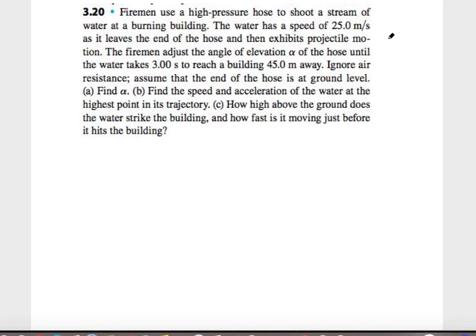Question 3.20. Firemen use a high-pressure hose to shoot a stream of water at a burning building. The water has a speed of 25 meters per second as it leaves the end of the hose and then exhibits projectile motion. So, they adjust the angle of elevation alpha of the hose until the water takes 3 seconds to reach a building 45 meters away. So at this point, I'm going to go ahead and start drawing this. So here is my building, and that building is 45 meters away. And if we want, we can even draw the building on fire. Ooh, it's on fire.